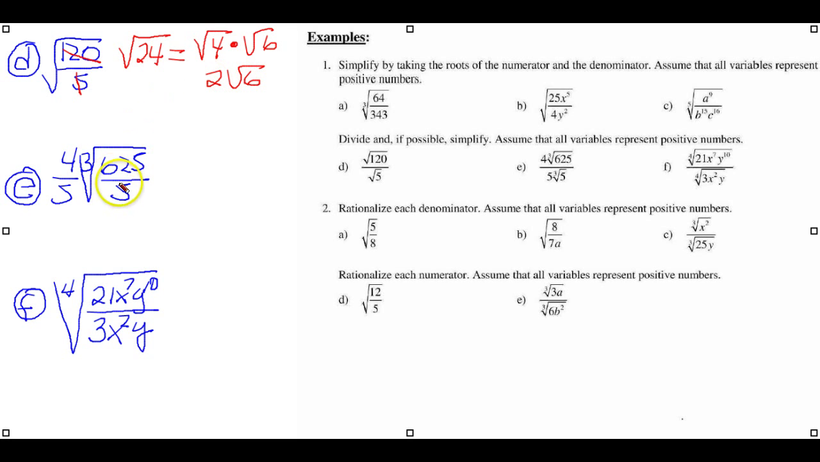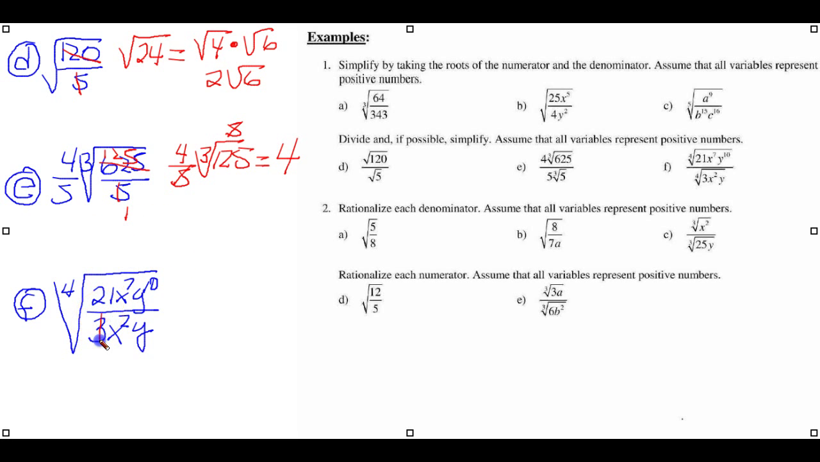Now for this one, 5 goes into there once, 5 goes into there 125. So we now have 4/5 the cube root of 125. The cube root of 125 is 5. So we have 4/5 now times 5. The 5's will cancel out, and that leaves you with an answer of 4.